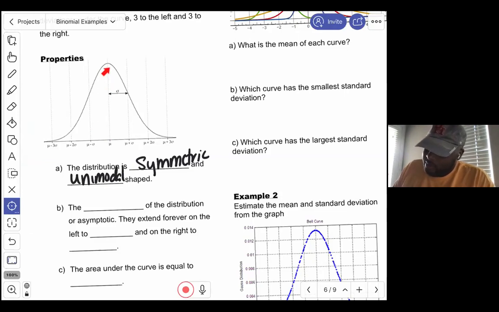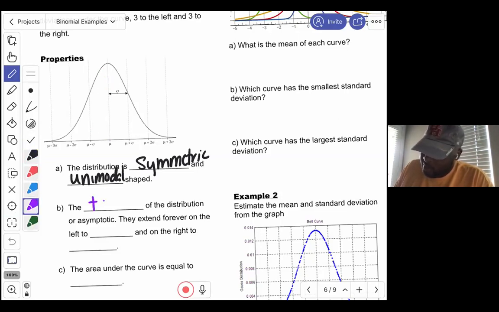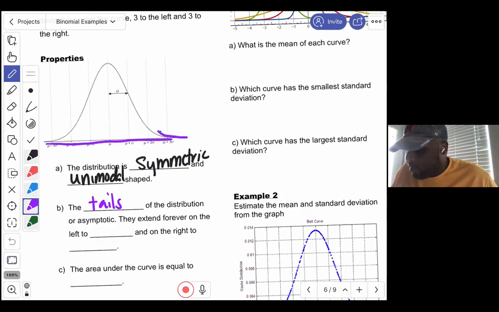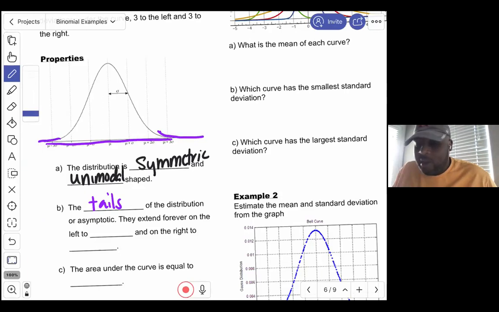So the other thing you need to know is that the tails of the distribution are asymptotic. And when I say the tails are asymptotic, these tails right here on this distribution want to extend forever in this direction and forever in this direction, and they'll never touch the bottom of that curve. So what that really means is that on the left-hand side, it goes to negative infinity, and on the right-hand side, it goes to positive infinity.